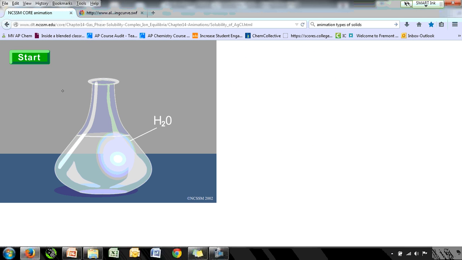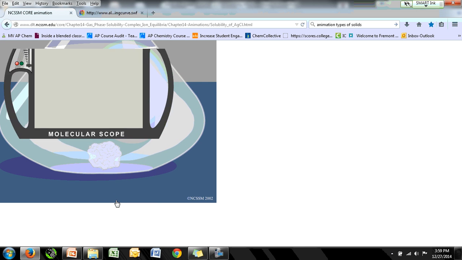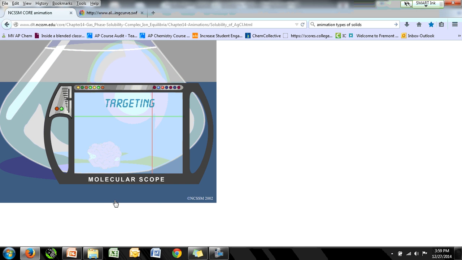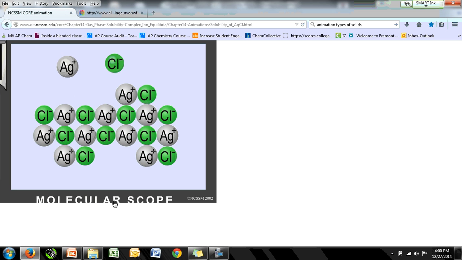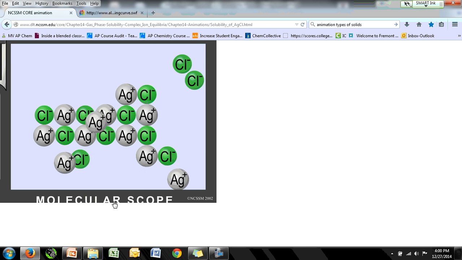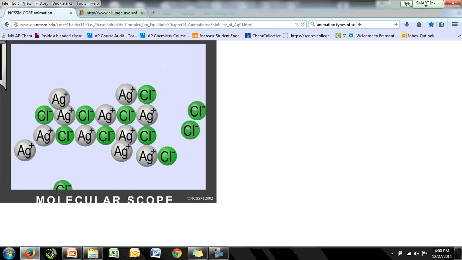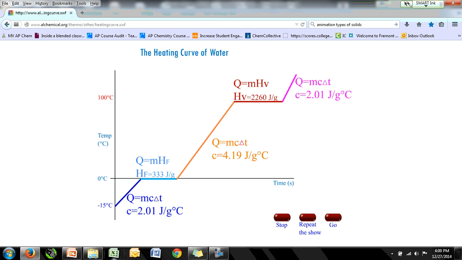And this one also shows you that. So let's start it. This is silver chloride that we are dropping in water. And this is a chunk as we see with our naked eye. But if we really apply the molecular scope to it, I like how they do this whole little sci-fi thing here. Now you will see the zoom activated, and now you can see at the particulate level what's going on between Ag and Cl. They are separating out. This is called dissolution or dissolving. And we will come back to this heating cooling curve in a minute.